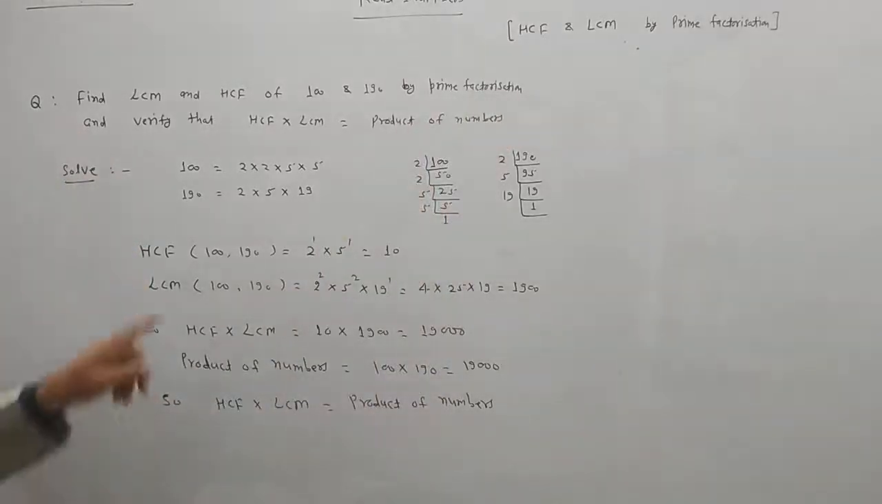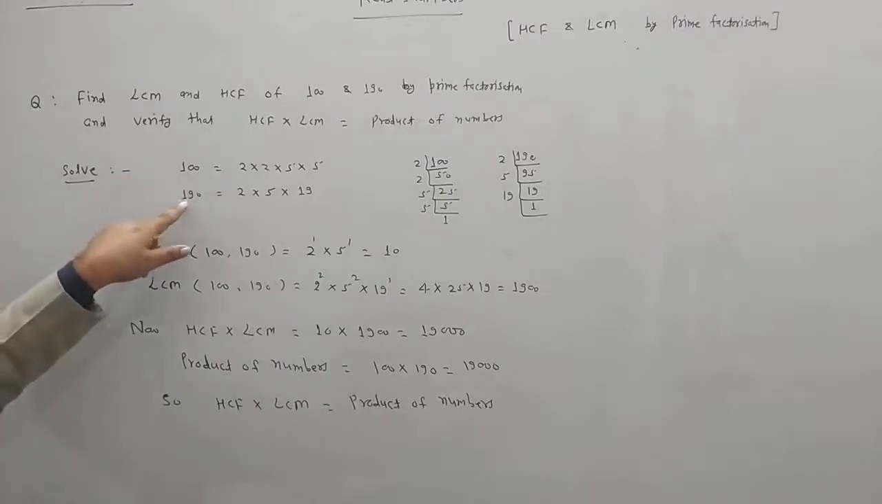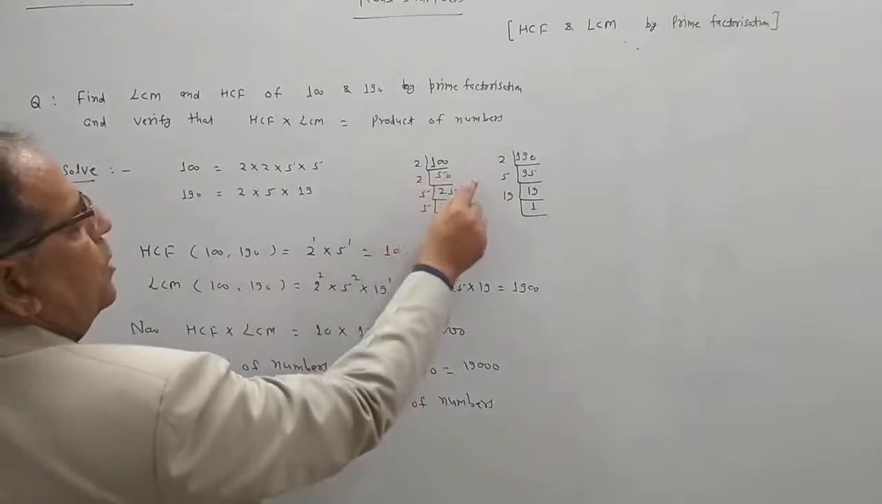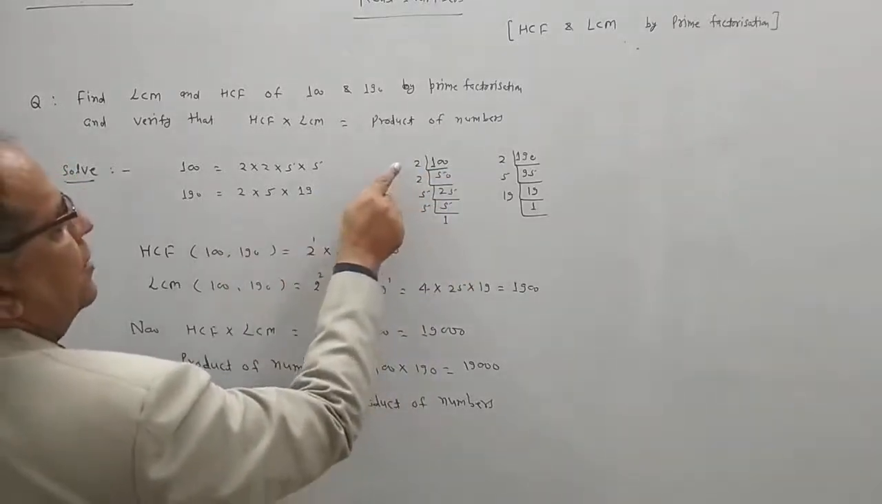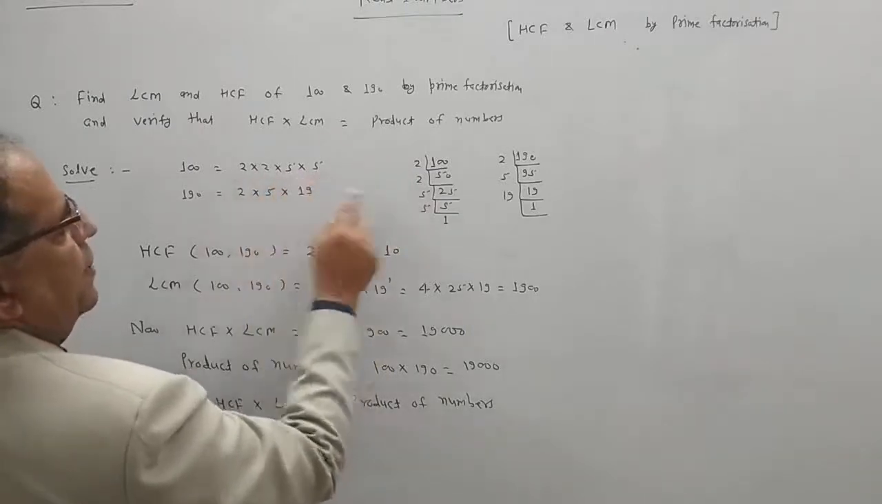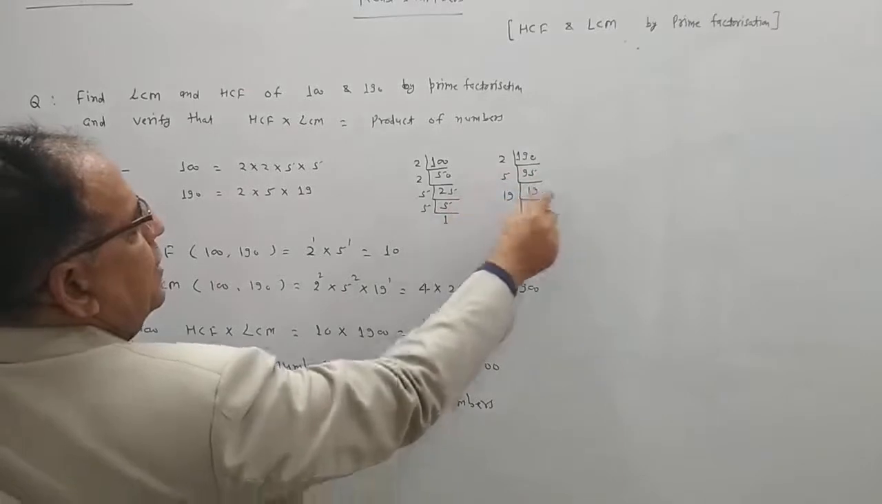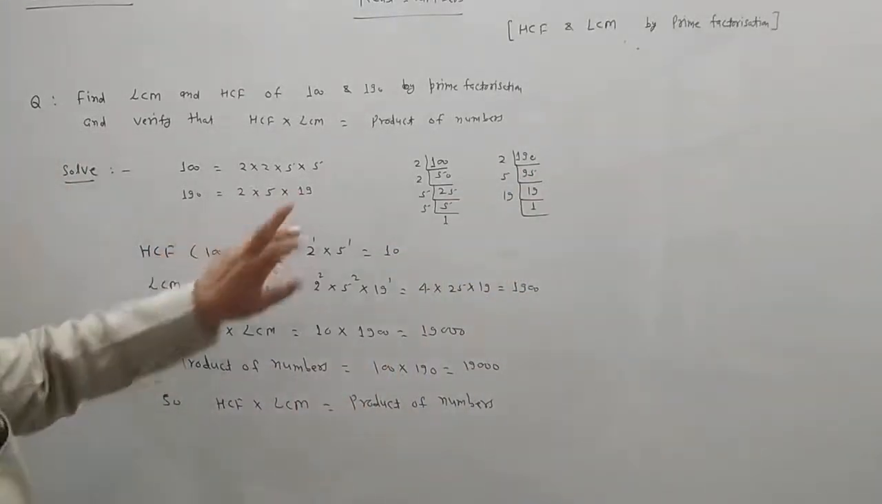So first we find the prime factorization of 100 and 190 separately. So 100 can be reduced: 2 into 50, 2 into 25, 5 into 5, and 5 into 1. Similarly the prime factors are 2, 2, 5, 5. Similarly 190 can be reduced: 2 into 95, 5 into 19, and 19 into 1. So 190 can be reduced to 2 into 5 into 19.